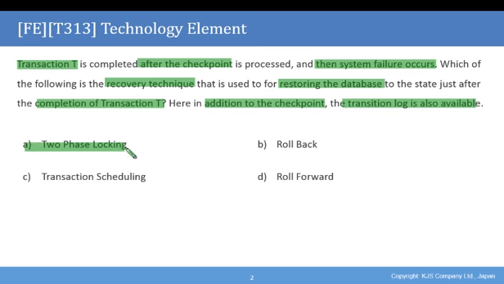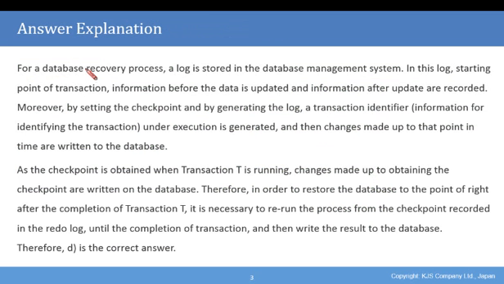We have A. Two-phase locking, B. Rollback, C. Transaction scheduling, and D. Roll forward. For a database recovery process, a log is stored in the database management system. In this log, the starting point of the transaction, information before the data is updated, and information after the update are recorded.